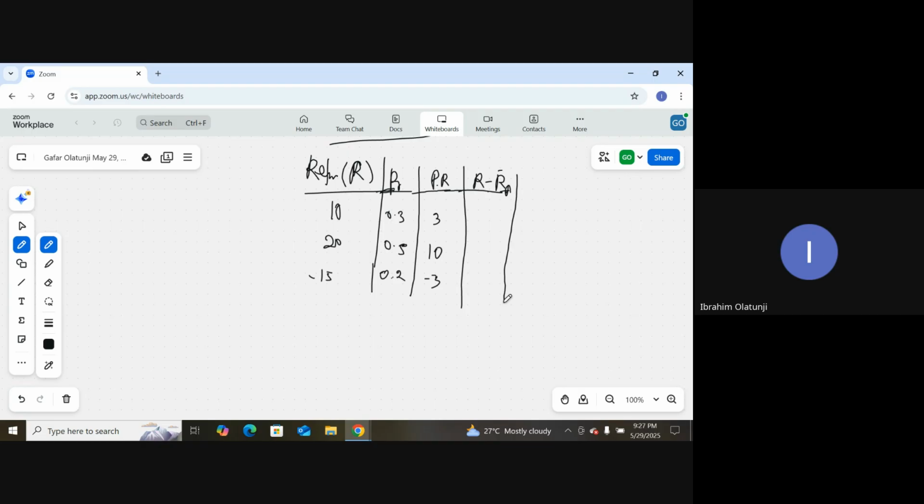I will explain this that day. What would your R bar be? R bar is 10. How do you get your 10? The total of 3 plus 10 minus 3 gives us 10. So 10 minus 10 is 0 now. No, I'm talking of R bar. R bar is 10. Okay, that's true.